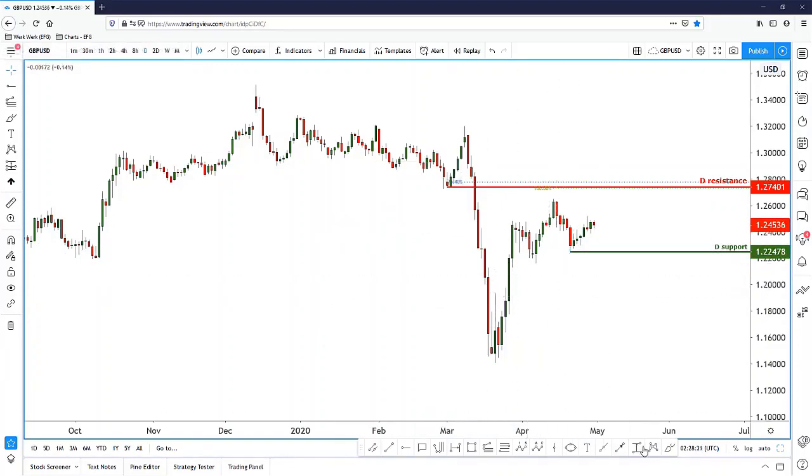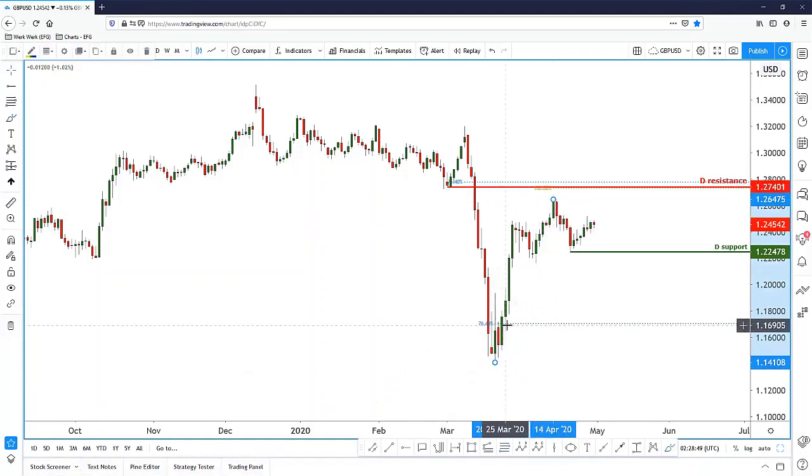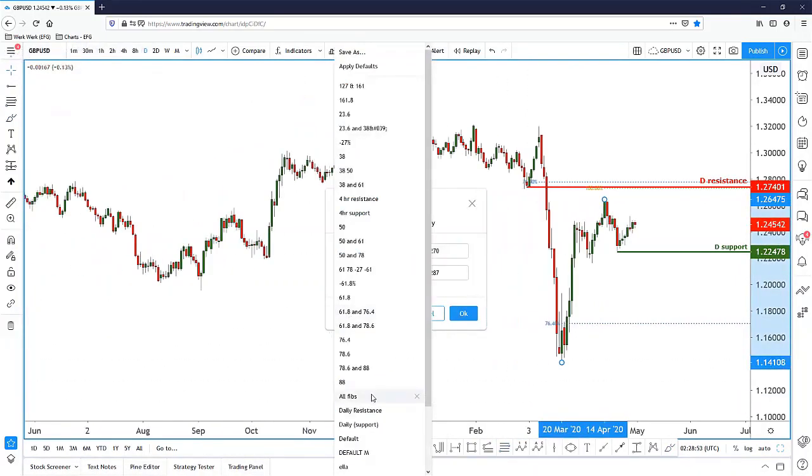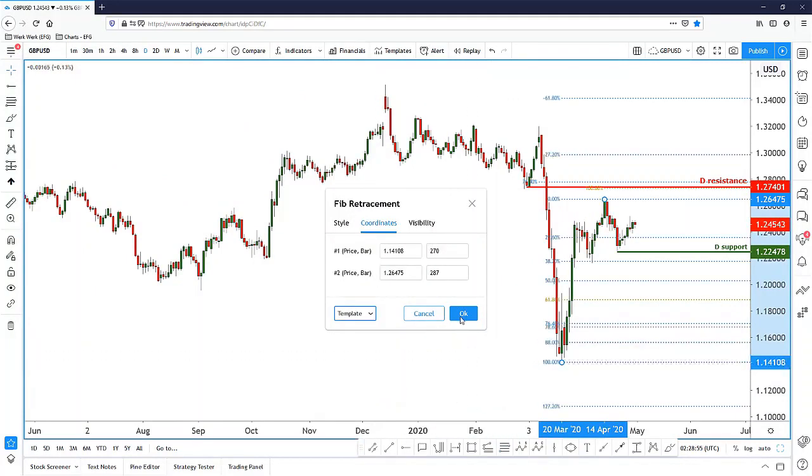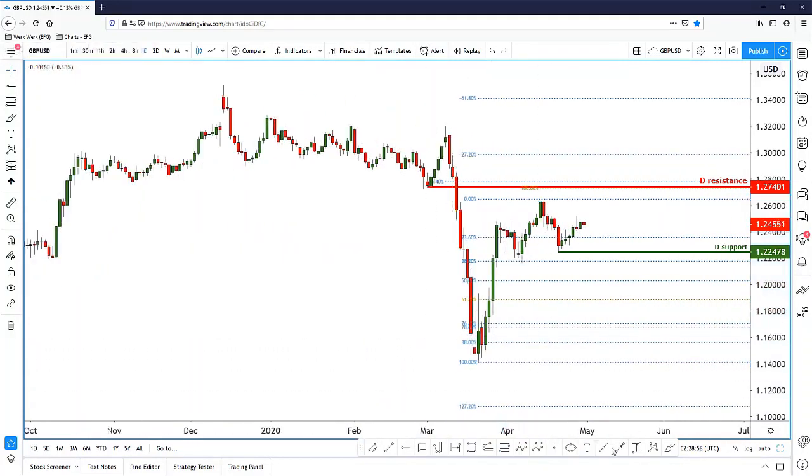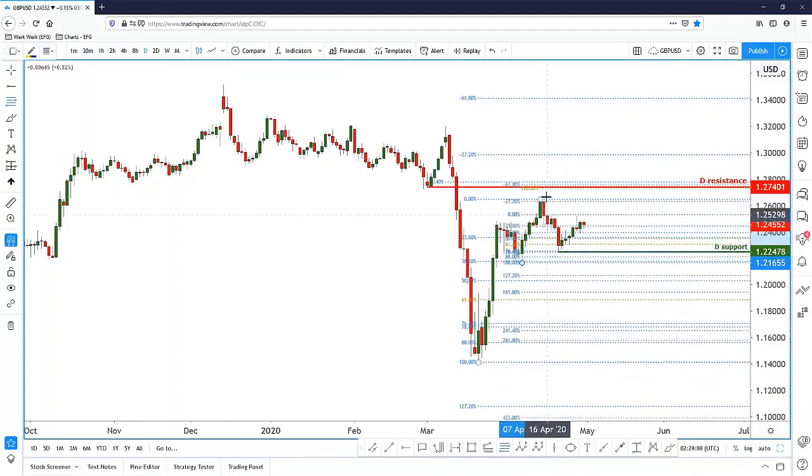Okay, and we want to see whether this falls in line with any Fibonacci ratio. We can take a retracement of this whole move, or a retracement of this move, because price came back down and ended here, right? So let's just take those two retracements. Open up all Fibonacci ratios. Okay, and let's take the second retracement.